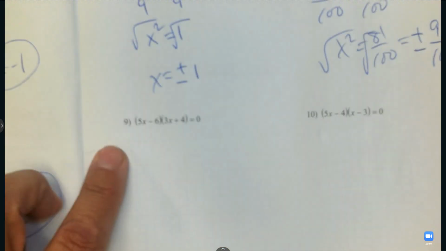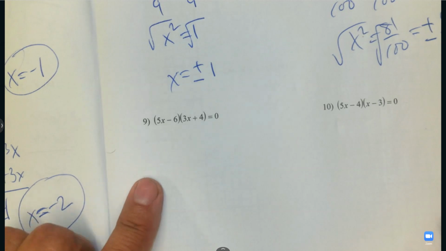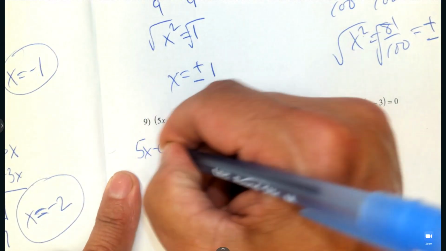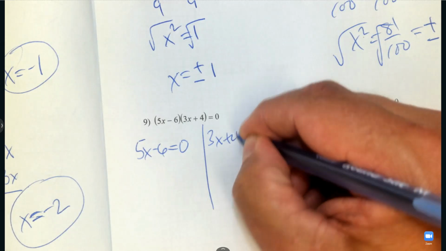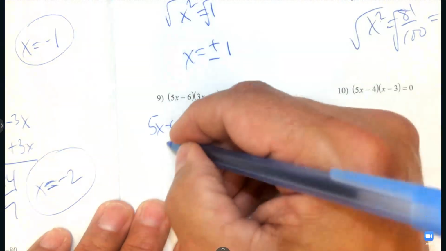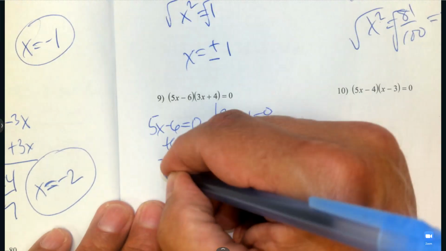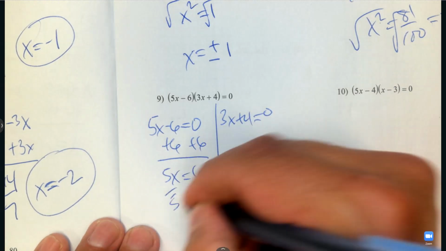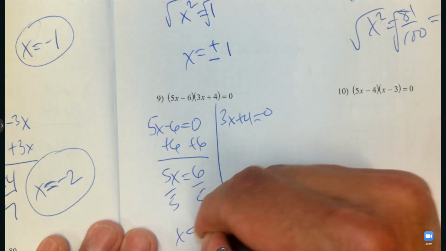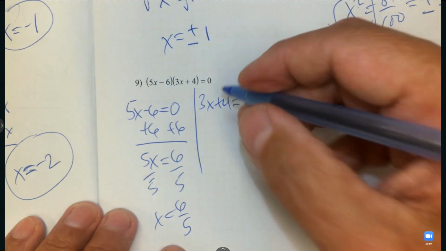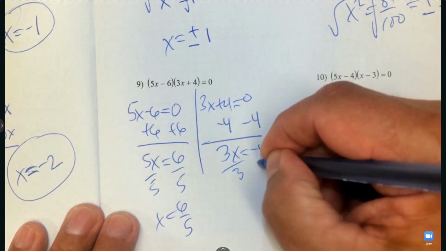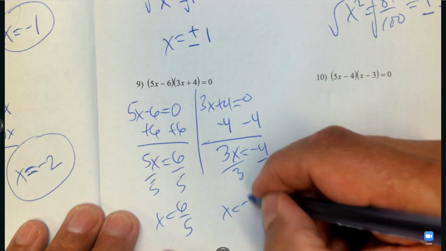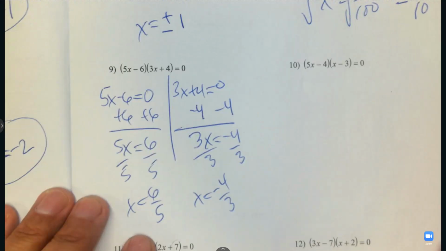In number 9, you're solving an equation where the factors are already there in front of you. So we just take each factor equal to 0 and solve it. So I'm going to add 6. I'm going to divide by 5. And there's one answer. So one answer is 6/5. I'm going to subtract 4. And then I'm going to divide by 3. So the second answer is -4/3.